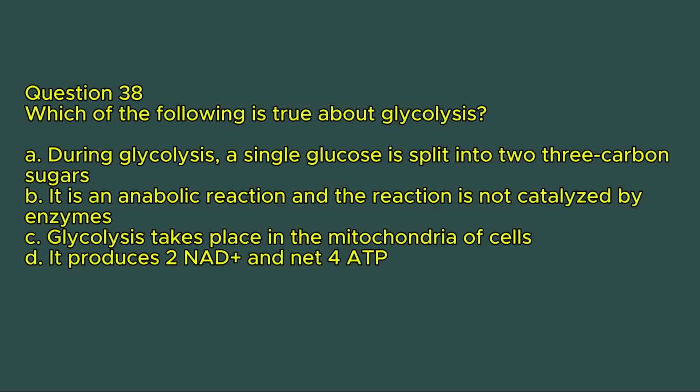Question 38. Which of the following is true about glycolysis? A. During glycolysis, a single glucose is split into 2 3-carbon sugars. B. It is an anabolic reaction, and the reaction is not catalyzed by enzymes. C. Glycolysis takes place in the mitochondria of cells. D. It produces 2 NAD+ and net 4 ATP.